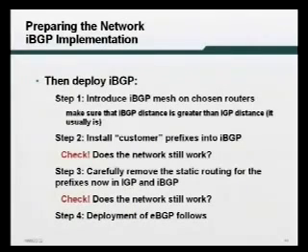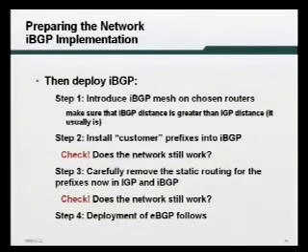And then you deploy IBGP. And there's really not much more than that. First step, introduce the IBGP mesh on the chosen routers. Make sure the IBGP distance is greater than the IGP distance. And it is in most cases, but it's worth checking. Install the customer prefixes into IBGP. Now remember, we're still considering the first example where everything is set up with static routes. You've got your core router, it's pointing static routes to your aggregation routers, which have static routes pointing to your customers. So you can deploy OSPF and IBGP without breaking anything.